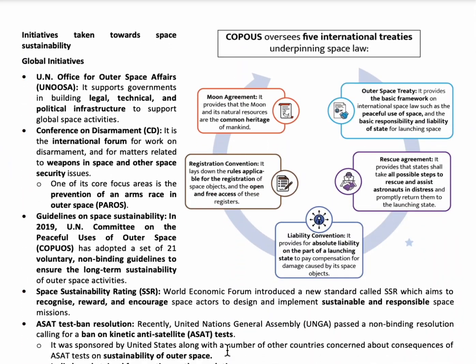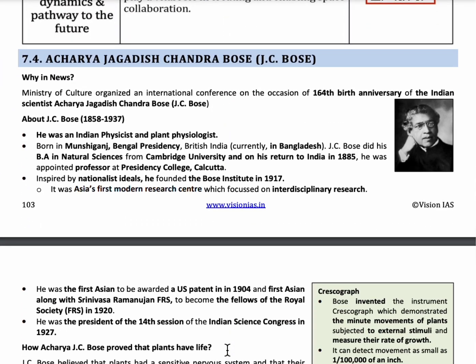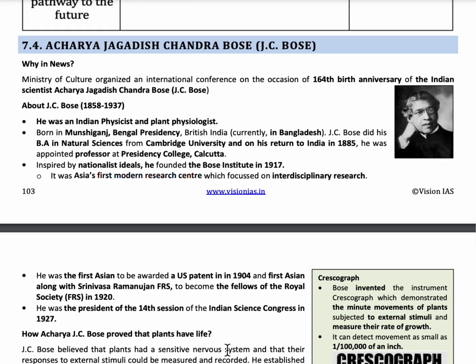The next topic is Acharya Jagadish Chandra Bose, J.C. Bose. He is called the father of radio science. He was an Indian physicist and plant physiologist. He proved that plants have life and feel pleasure and pain. Using the crescograph, he proved that plants have life. He also wrote that plants grow more quickly when exposed to nice music and gentle whispers, and they grow poorly when exposed to harsh music and loud speech.